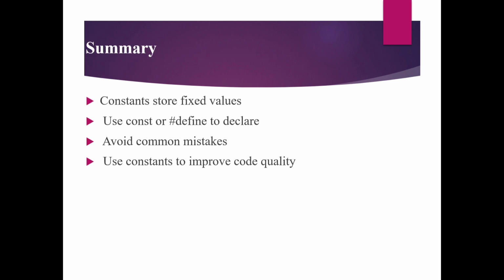So moving on to the summary. To summarize all we have learned up till now, a constant is a fixed value that doesn't change throughout the program. We can use const for type-safe declaration and #define for macro replacement. Using constants avoids common errors and makes our code more reliable. It's a simple habit, but it builds the foundation for professional coding practices.